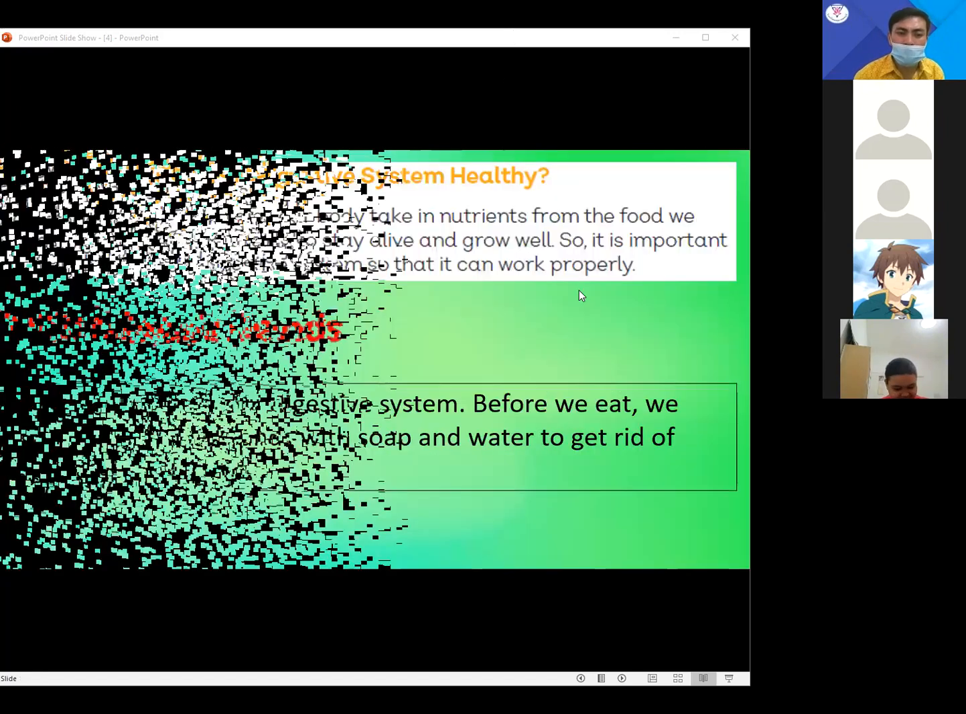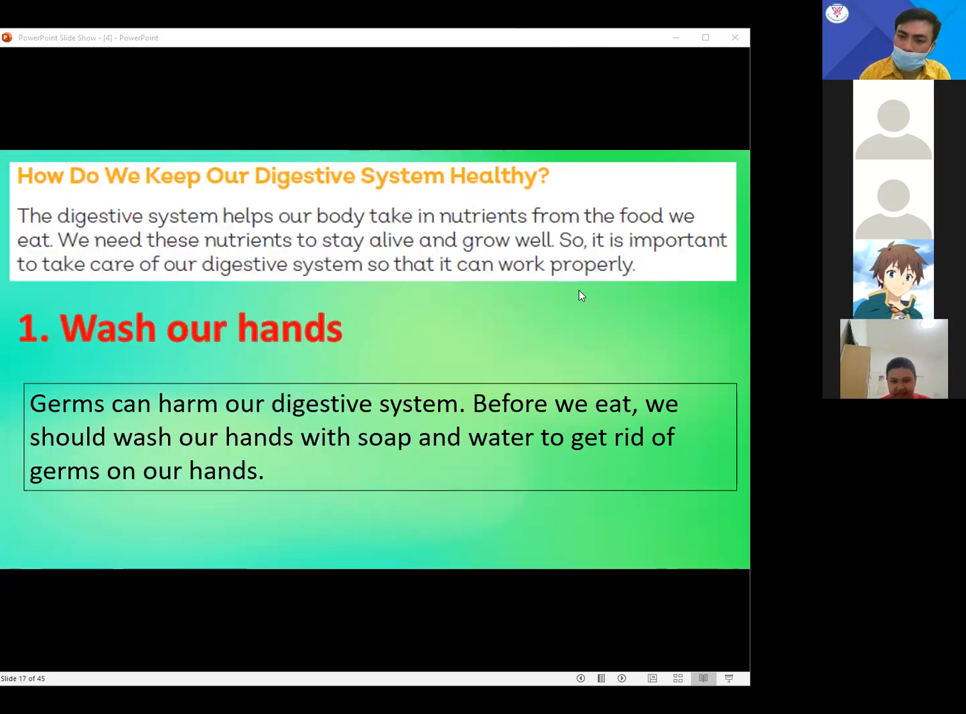The number one is washing our hands. So I want you to get your notebook and I want you to copy this. This should be the title: How do we keep our digestive system healthy? This is what you're going to copy there in your notebook, and just copy number one. Number one, wash our hands. That's it for your notebook.